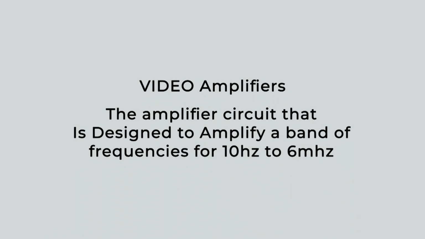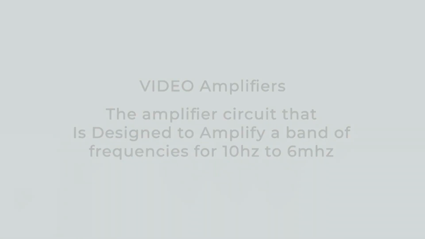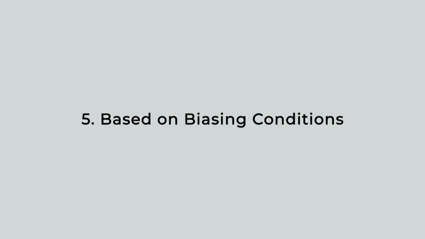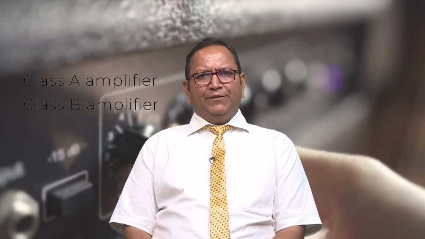The video amplifier is an amplifier designed to amplify a band of frequencies from 10 hertz to 6 megahertz. Now, next classification is based on the biasing condition, depending upon their mode of operation. There are class A amplifier, class B amplifier, class C amplifier and class AB amplifier.